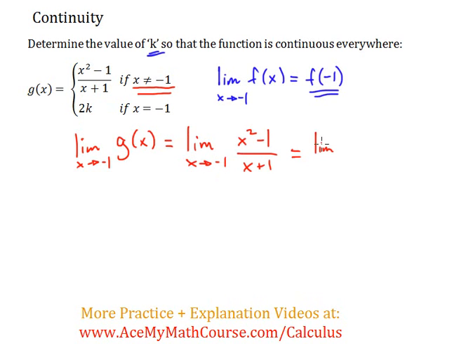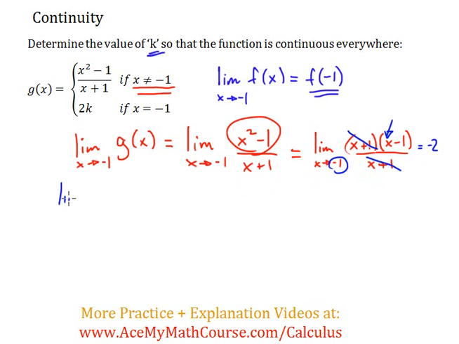So let's try to evaluate this. And we can, because I can actually just factor x squared minus 1 to x plus 1 times x minus 1. And then, of course, we can just cancel these out. So these cancel out. And then I can actually plug in the -1 for x. So the limit as x approaches -1 is just going to be -1 minus 1, -2. So the limit as x approaches -1 of g of x is just -2.